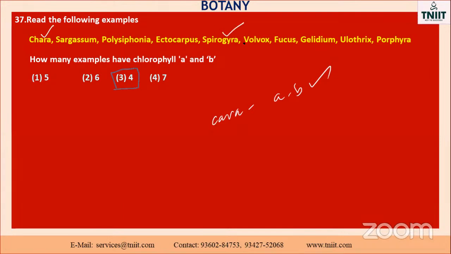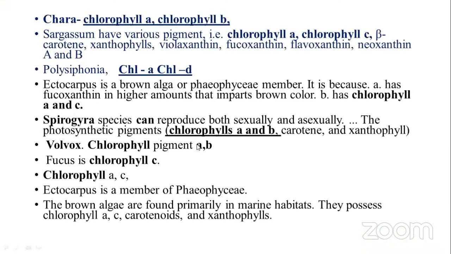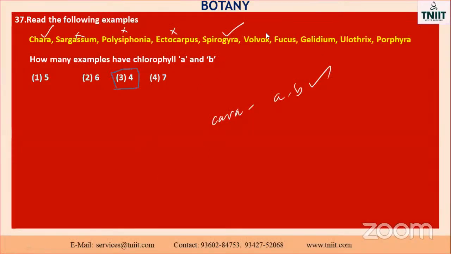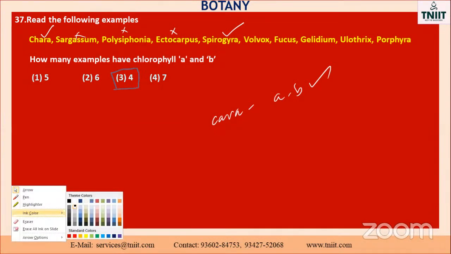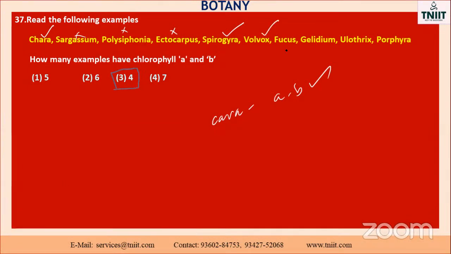Chara and also Spirogyra. So remaining these, it will not come, this it will not come, this it will not come. Volvox. See that answer, Volvox, the chlorophyll A and B. So the Volvox is also possible. Volvox, there is chlorophyll A. Fucus, Spirogyra, Volvox.